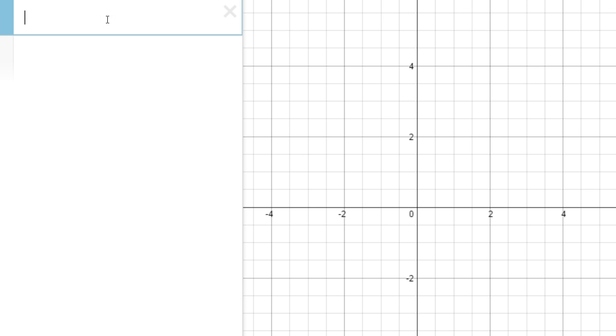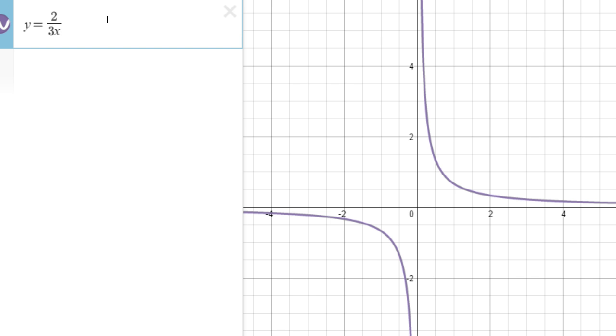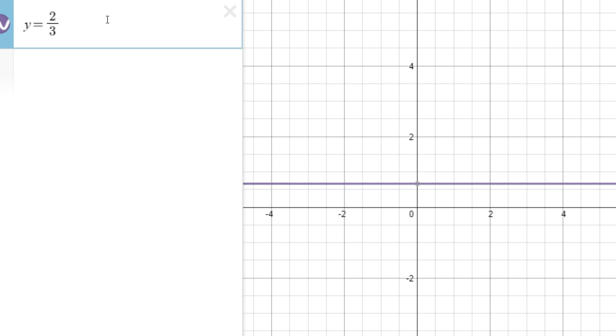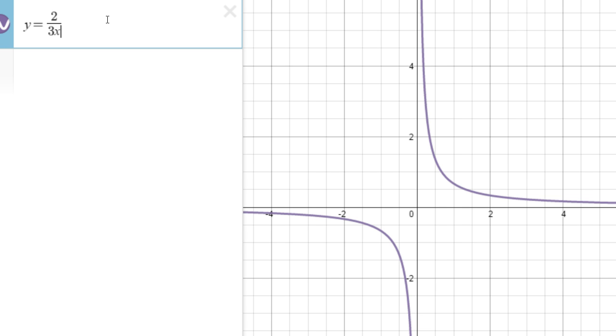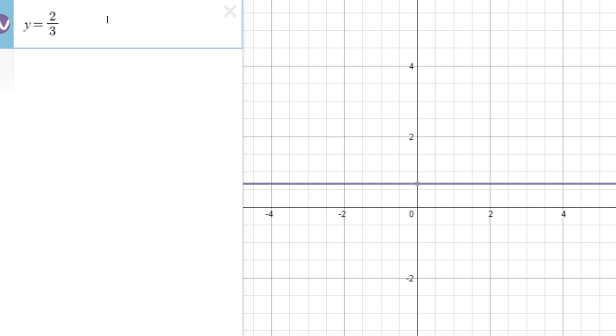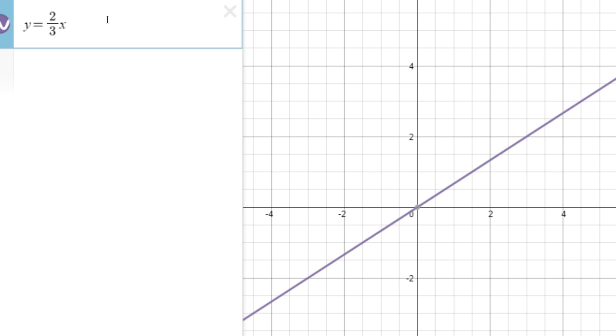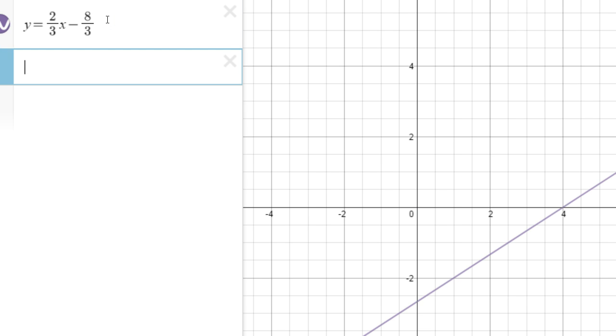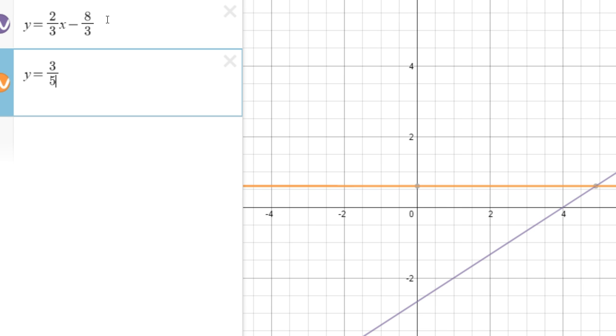Alright, so let's take a look at that one. What was it? y equals 2/3 x. Now, here's the thing. When you're typing it in Desmos, make sure your cursor is right to the right of the sign, because as you can see, when I typed in x, I got something funky. The only thing you should be graphing is x's, or lines. 2/3 x minus 8/3. So this is nice. And then y equals 3/5 x. Once again I forgot that.